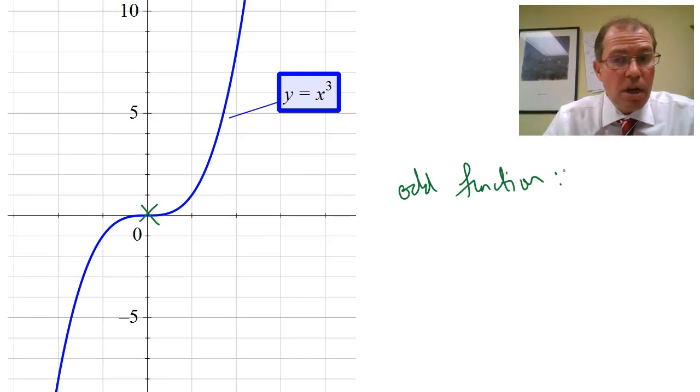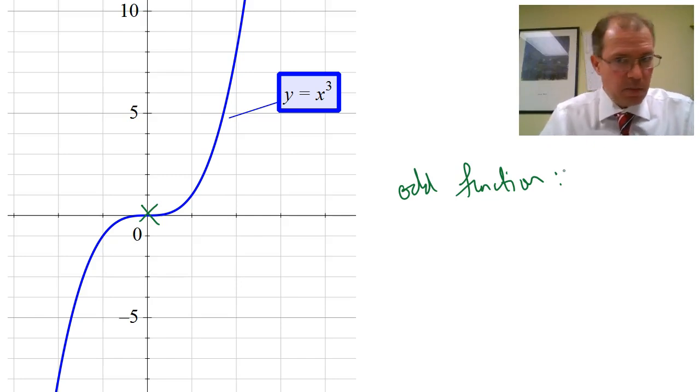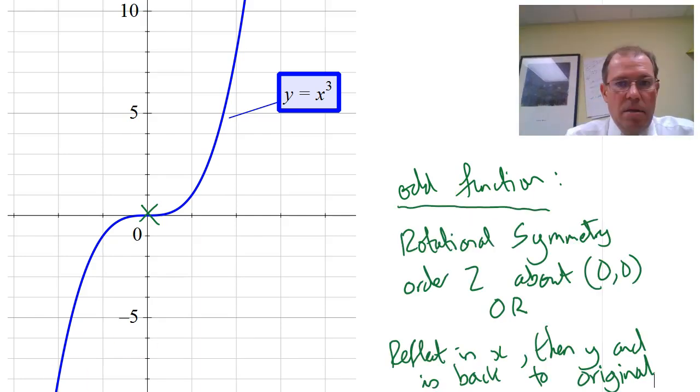Notice it also has another kind of symmetry which is the same. You could reflect it in the x-axis and then the y-axis and it looks the same. Or you could reflect it in the y-axis then the x-axis and it will look the same. So I'll write that down for you. So there I've written it down. An odd function has rotational symmetry of order 2 about the origin, or think about it as reflect it in x, then y, and you're back to the original function. Or of course you could reflect in y and then x and you're back to the original.